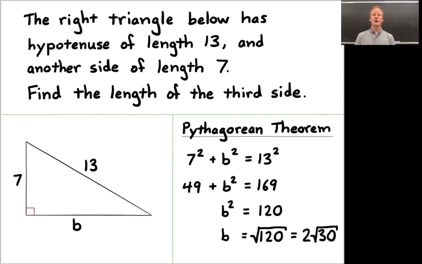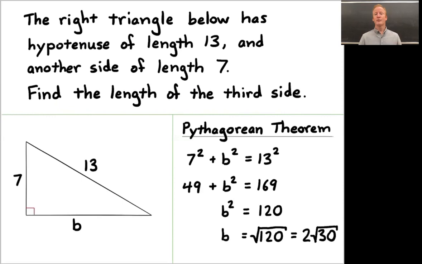You can pull a 4 out of 120. And when you pull that 4 out of the square root, it'll become a 2. And so you can also write the answer as b equals 2 times the square root of 30. So if you have either of those solutions, those are correct. b equals the square root of 120, or equivalently, b equals 2 times the square root of 30.